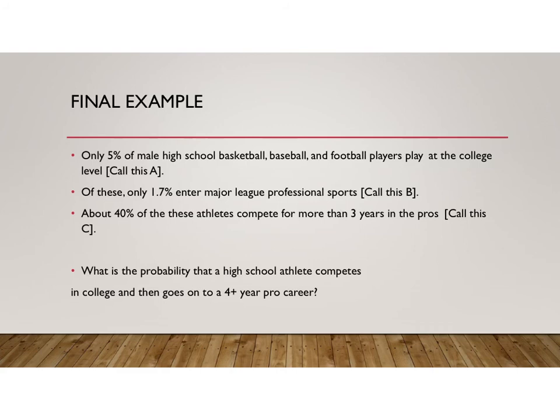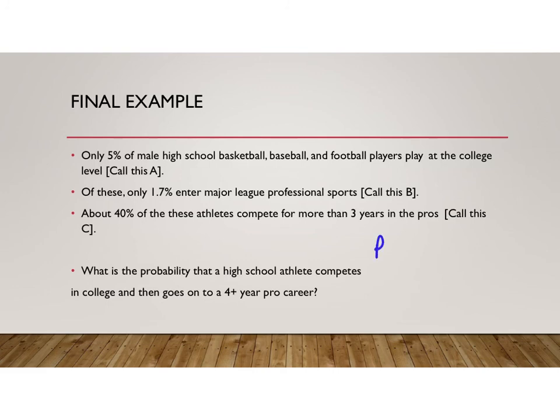Okay, so really quickly, only 5% of male high school basketball, baseball, or football players play at the college level. We're going to call that A. Of those, 1.7% enter major league professional sports, call that B. And about 40% of these athletes compete for more than 3 years in the pros, call that C. So the question is, what is the probability that a high school athlete competes in college and then goes on to a 4+ year pro career?